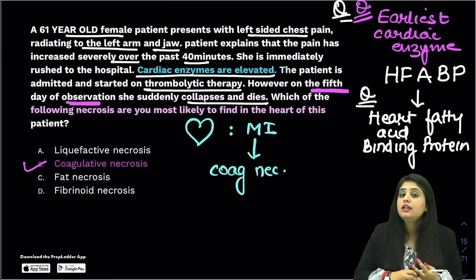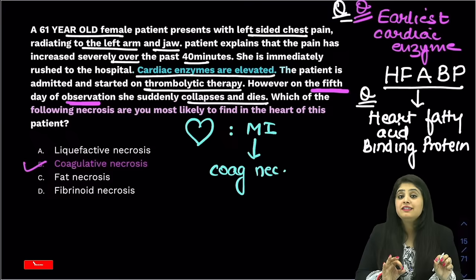There is one called liver fatty acid binding protein also, which you see in hepatic adenomas. Tomorrow I'll be teaching you hepatic adenomas. We'll do the liver part over there. Right now I'm telling you heart fatty acid binding protein is the earliest cardiac enzyme in myocardial infarction.